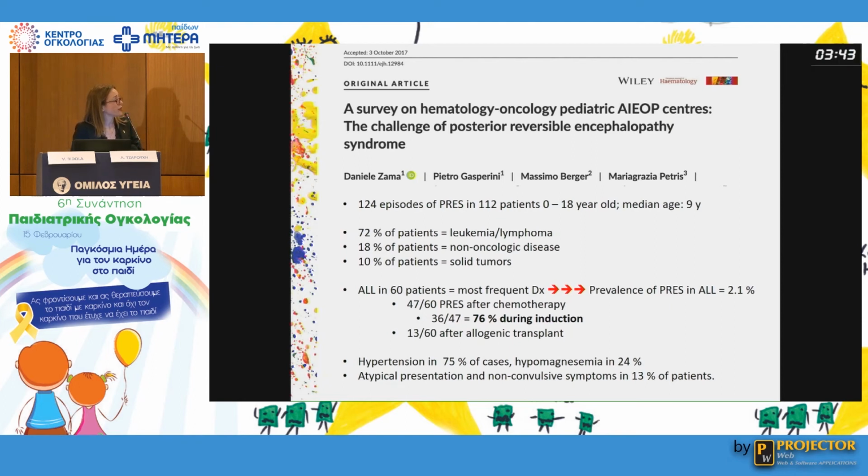In the majority of the patients, 76%, PRES occurred during the induction phase, and in the remaining patients, it occurred after allogeneic transplant. Hypertension was present in 70% of cases, and it is also worth noting that 24% of patients had hypomagnesemia. There was also an atypical presentation with non-convulsive symptoms in 13% of patients.